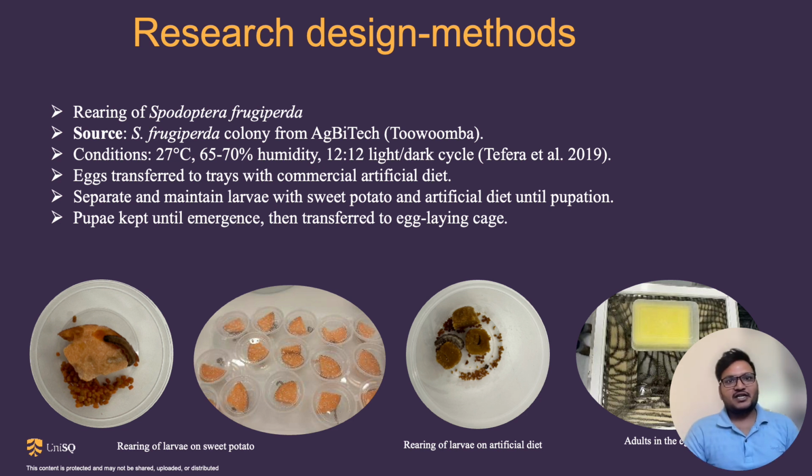At the larva rearing stage, we provide sweet potato as a food source to the larva. Also, we can see in the picture the larva with the sweet potatoes, the larva with the artificial diet, and the adult egg rearing cage.